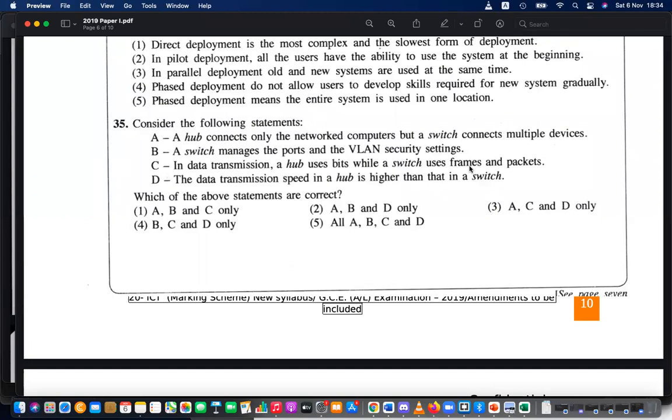Both switch and hub can connect multiple devices. A switch manages the ports and VLAN security settings. Yes, a manageable switch can manage them. Not all switches, but a manageable switch can. In data transmission, hub uses bits while switch uses frames and packets. The hub is basically repeating, and the switch is using frames and packets, correct.